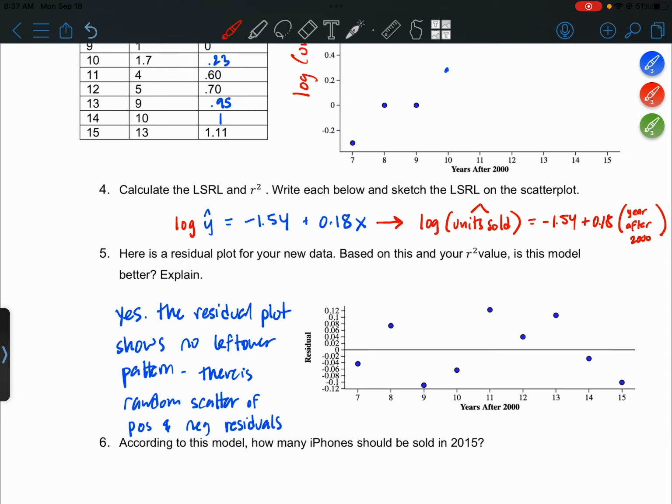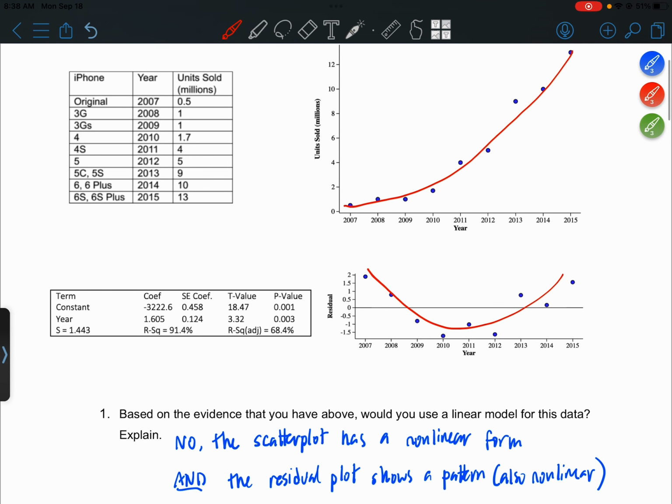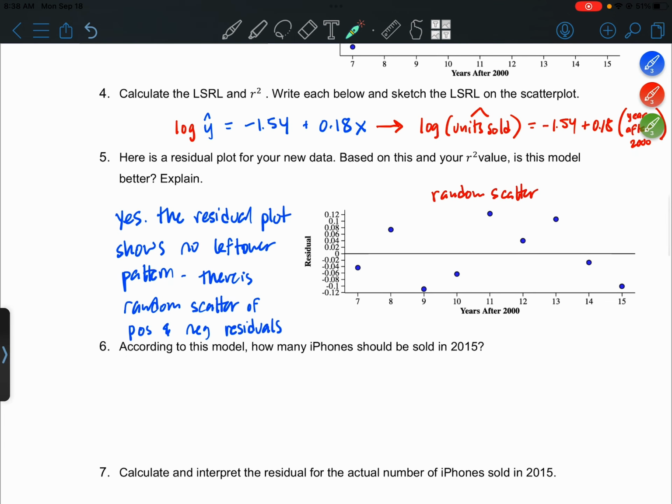Okay, so question 5 gives you the residual plot and asks you to interpret it or analyze it. Notice that this residual plot looks very random. We have random scatter, which is very different from this residual plot, which had a clear curved pattern, clear nonlinear pattern here, and then random scatter here. So actually random scatter is a good sign. Okay? It means that the model that we fit accounted for all of the pattern and there's no pattern left over.